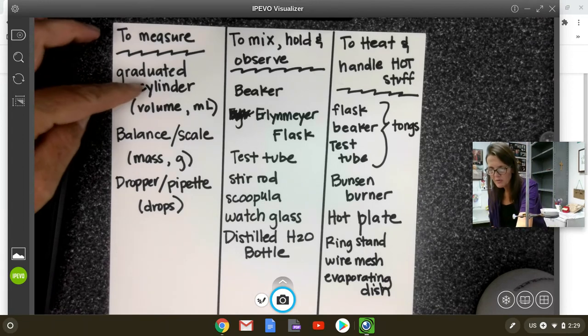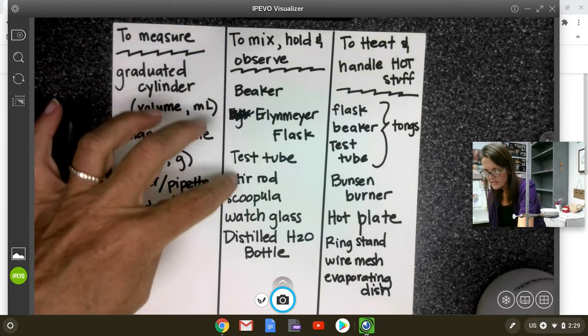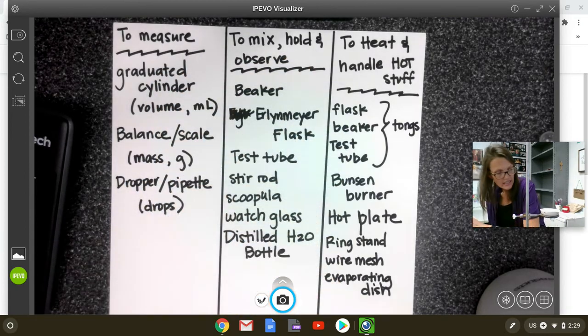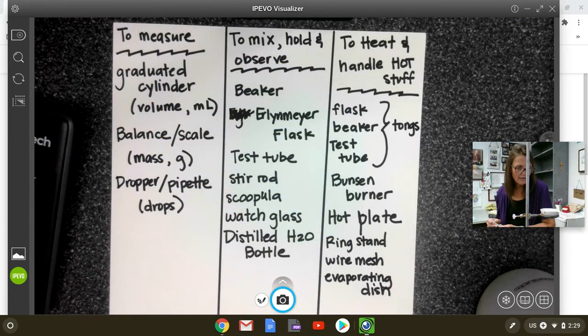Here, let me double check and make sure we got them all. What did I leave off of here? Let's see here. I can't think of it right now. That's okay. It'll come to me later.